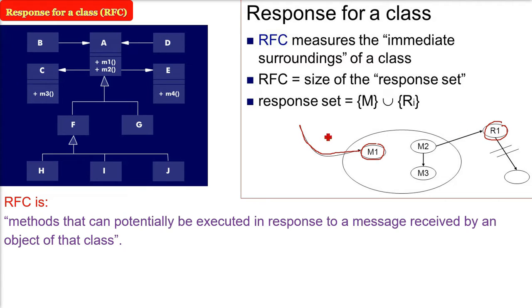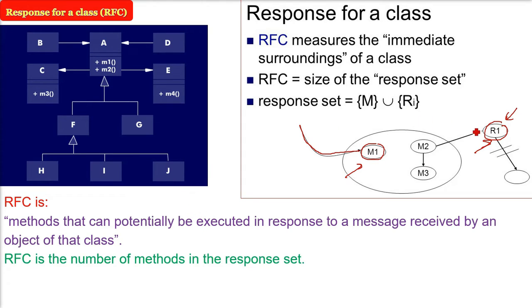That is, RFC measures the immediate surrounding of a class. If some message is coming and some other objects or methods are being invoked, this is the response for a class. So we say the size of the response set is the union of the methods which are getting messages and what is invoked. So RFC is the number of methods in this response set.